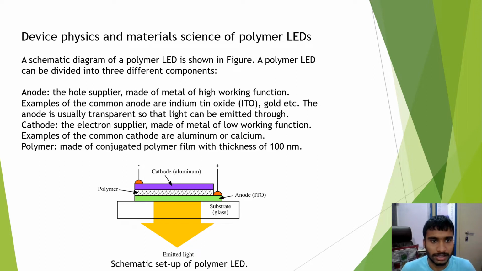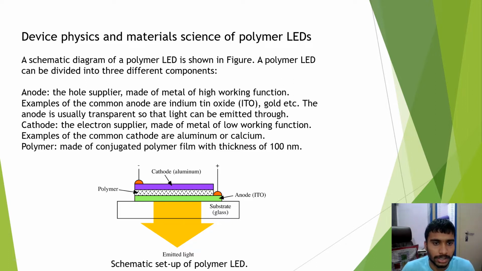So, device physics and materials science of polymer LEDs. A schematic diagram of a polymer LED is shown in the figure. Over here in this slide, you can see this picture. A polymer LED can be divided into three different components. Anode, the hole supplier, made of metal of high work function. Examples of the common anode are indium tin oxide, gold, etc.